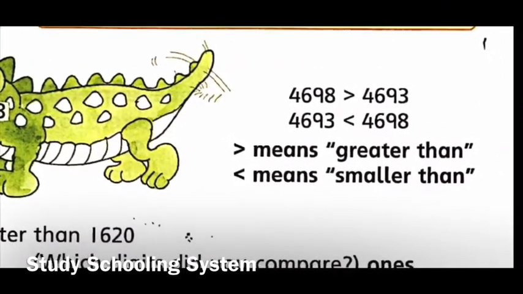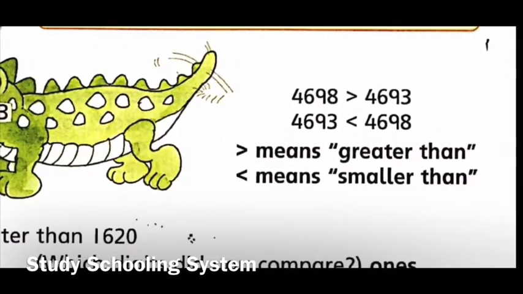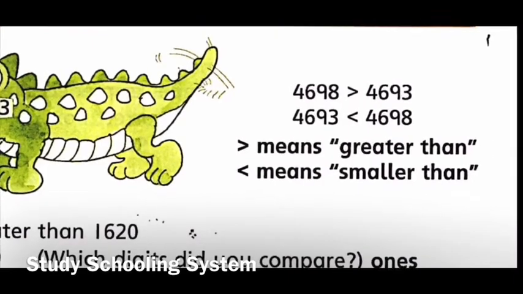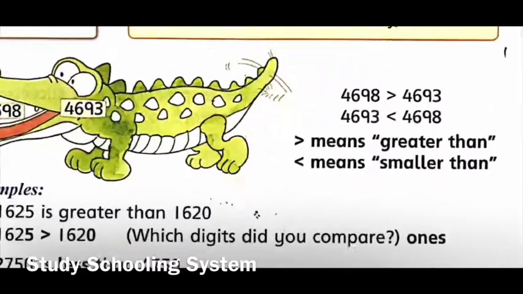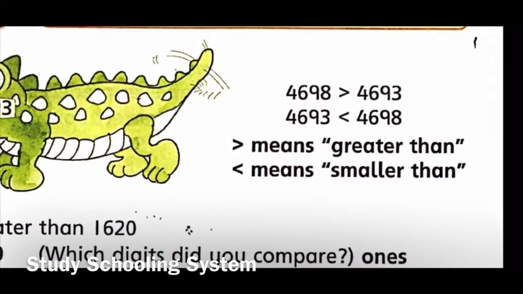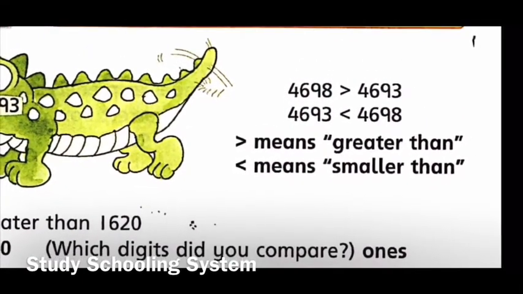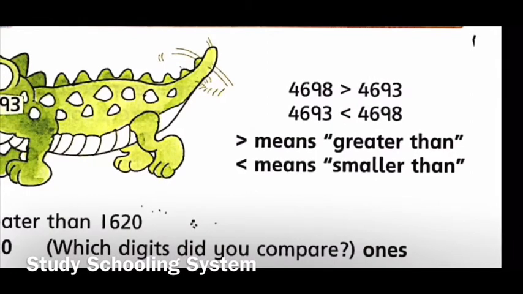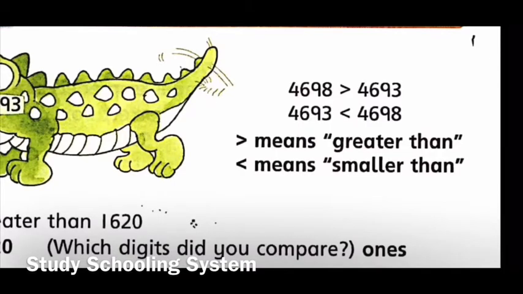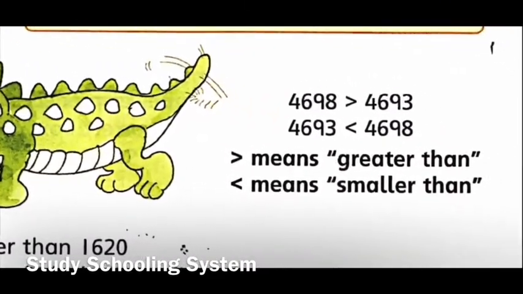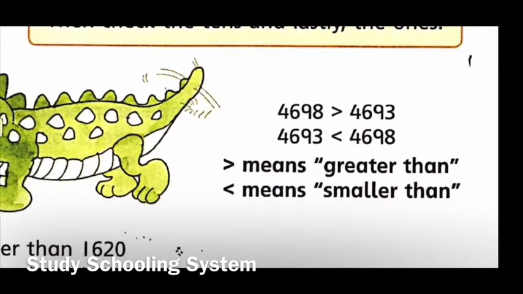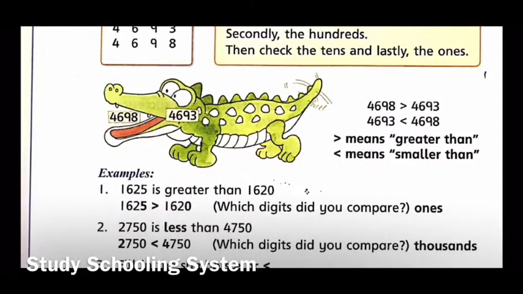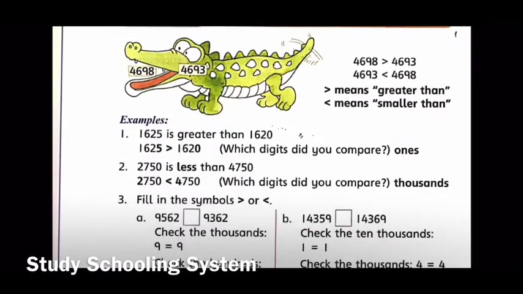So you can see in the first one, 4698 is on the left side, so it's pointed towards the left. You can see that this symbol means greater than, and the other symbol which is facing the right side means smaller than. So let's read it. 4698 is greater than 4693. Similarly, 4693 is smaller than 4698. Good job. You have to learn this. Now let's look at the examples.